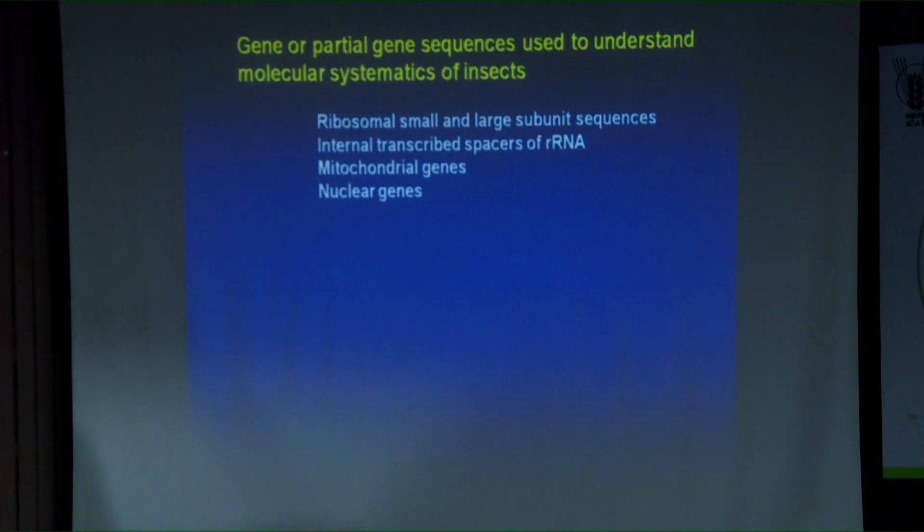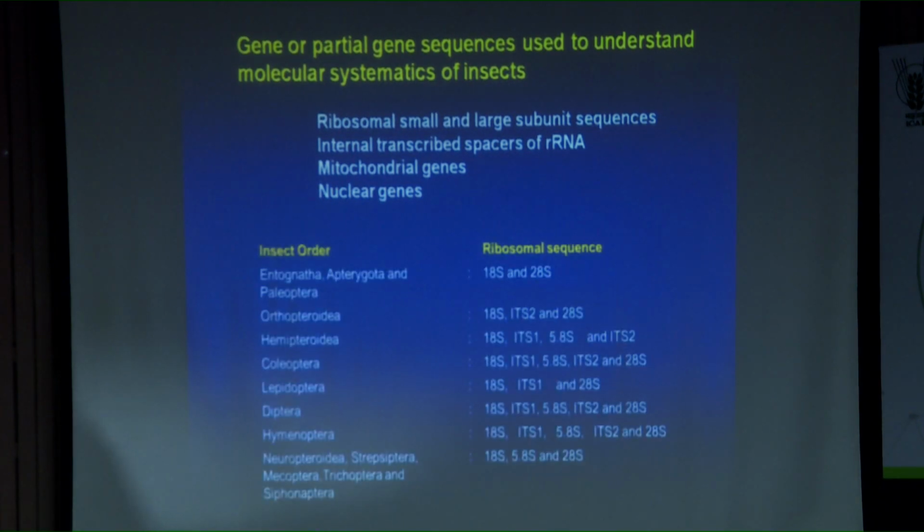Next. So, in the case of insects, what we generally use for sequencing for diversity analysis or characterization are different genes like ribosomal small and large subunit sequences, internal transcribed spacer sequence of rRNA, mitochondrial genes and nuclear genes. So, these are the different gene sequences which we use, for an individual gene or a small part of the gene. These are examples from different insect orders, showing what ribosomal sequences have been generated and people are using.